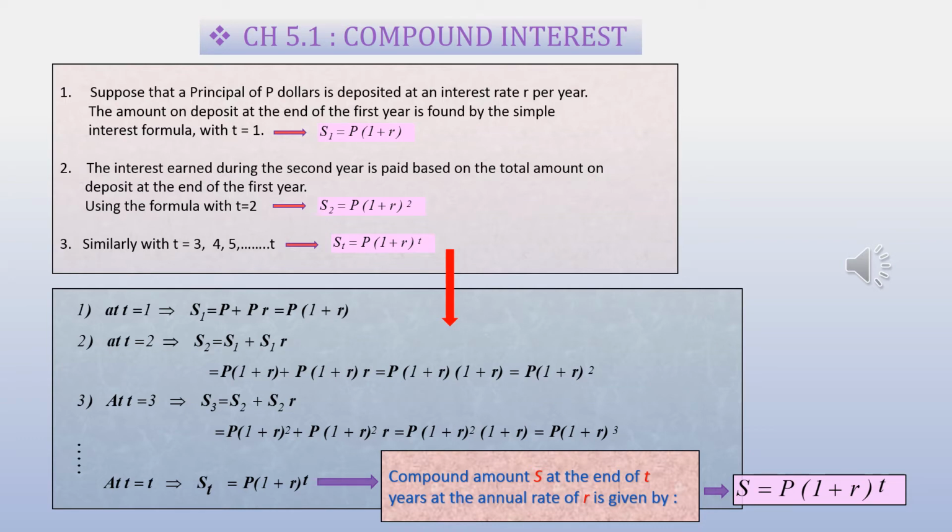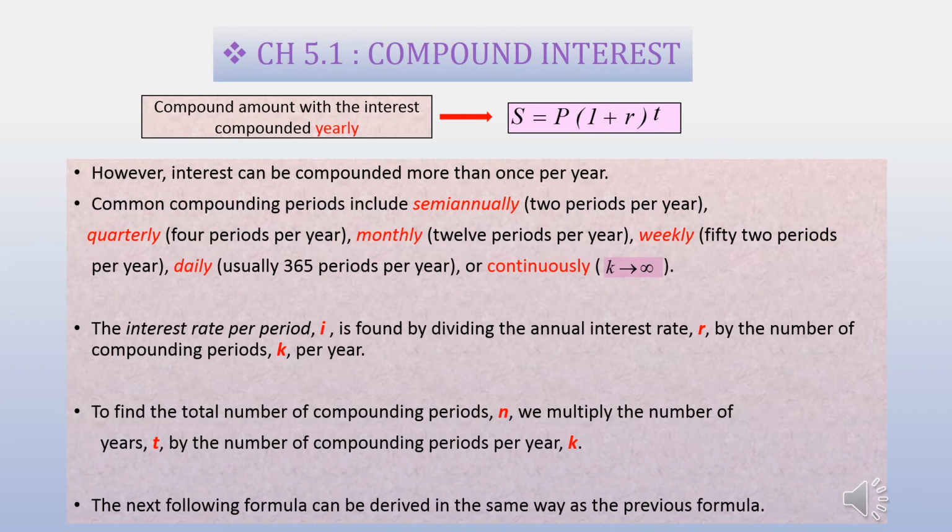Compound amount S means the amount after T years. Okay, now we already have the formula of the amount of money after T years, which we call compound amount. We have calculated previously the compound amount after T years at annual rate R is S equal to P multiplied by (1 plus R) to the power of T. Here, R is the interest rate which is calculated once a year.